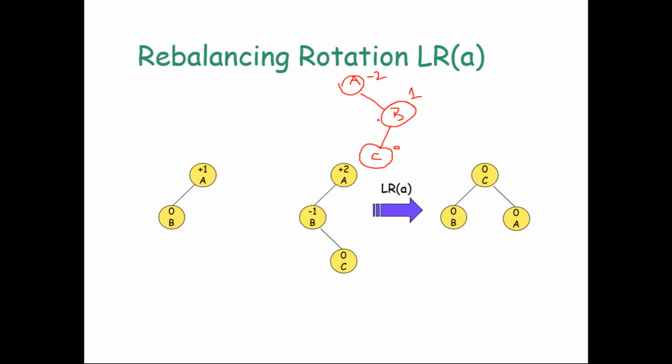Now if you see, if you start from A, it is left and right. So this is RL, right and left. So here you have to perform a right rotation. When you perform a right rotation, what will happen?